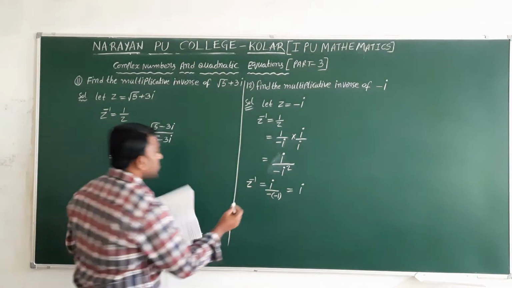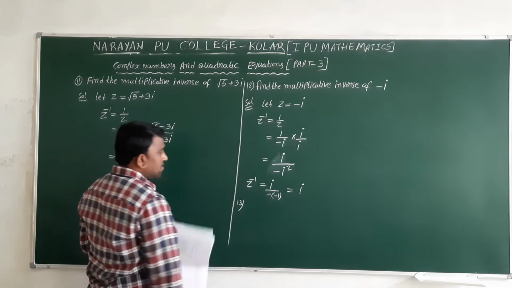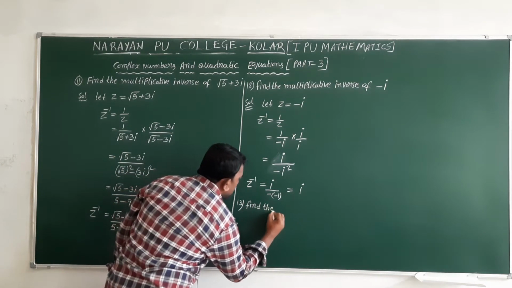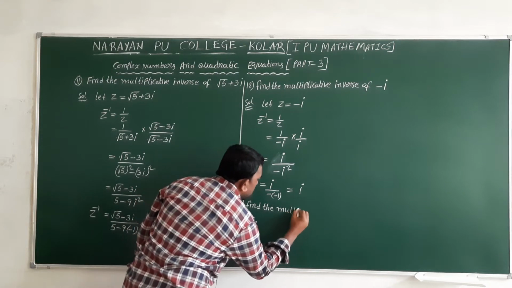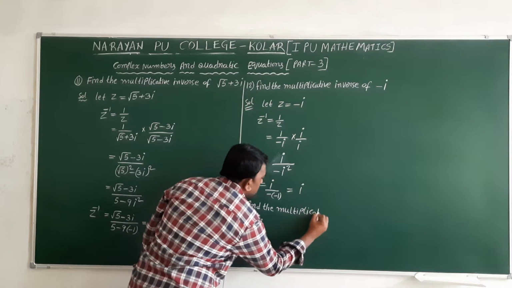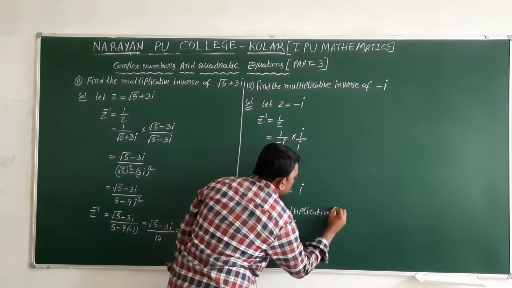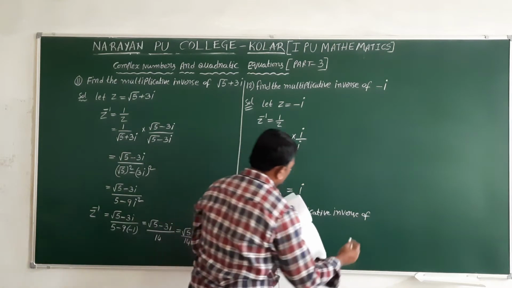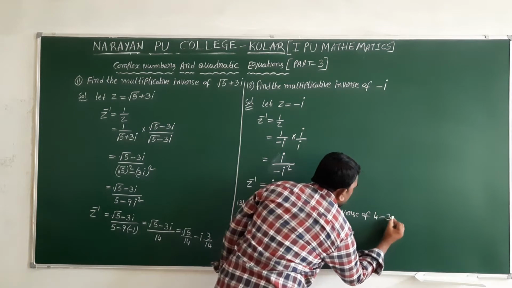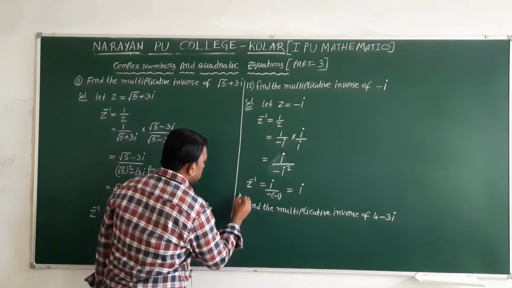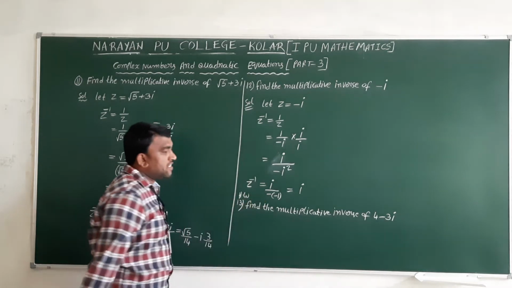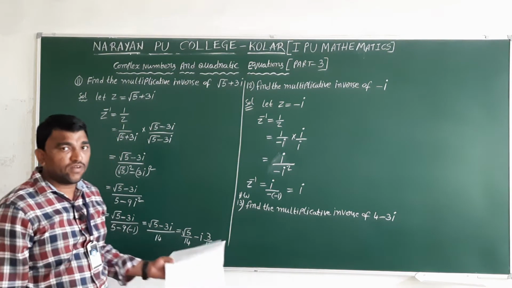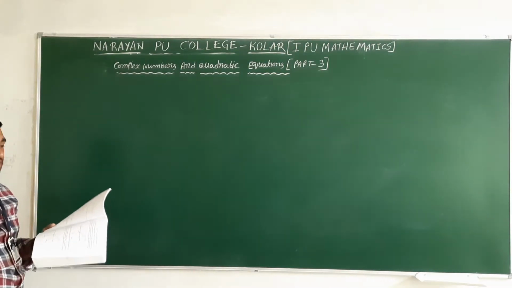Next problem. Find the multiplicative inverse of 4 minus 3i. Take it as homework. This is an example of the problems we did. In the same manner, calculate the multiplicative inverse of 4 minus 3i. Take it as homework. Next problem.